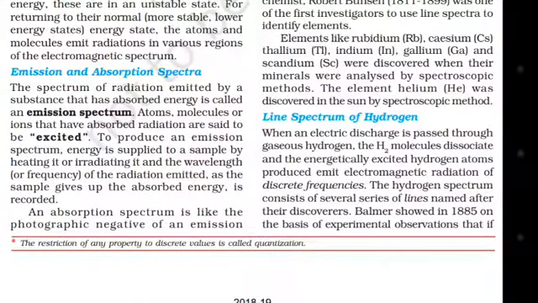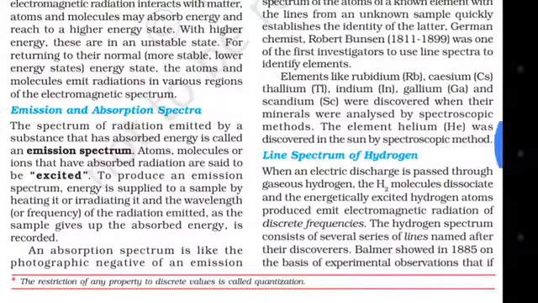Emission and absorption spectra. The spectrum of radiation emitted by a substance that has absorbed energy is called an emission spectrum. Atoms, molecules, and ions that have absorbed radiation are said to be excited to produce an emission spectrum. Energy is supplied to a sample by heating it or irradiating it, and the wavelength or frequency of the radiation emitted as the sample gives up the absorbed energy is recorded. An absorption spectrum is like the photographic negative.